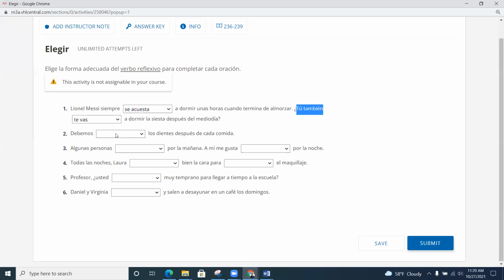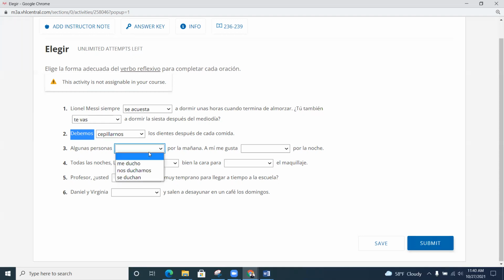Número 2. Debemos blank los dientes después de cada comida. So would we say debemos cepillarnos o cepillarse? Pausa. Y hemos vuelto, cepillarnos. We know cepillarnos because debemos is conjugated for nosotros. ¿Sí? Nosotros debemos cepillarnos.